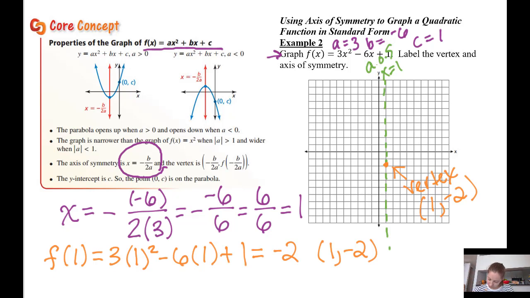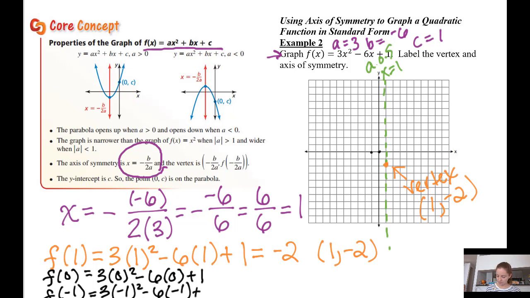I'm going to choose x of 0 and x of negative 1. So I'll be finding f of 0 and f of negative 1. Again, I am just plugging it into the original function. Okay, 0 squared, 0 times 0 minus 0. So this is really 1. So I have 0 comma 1.